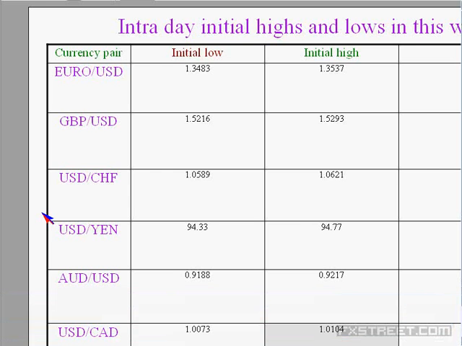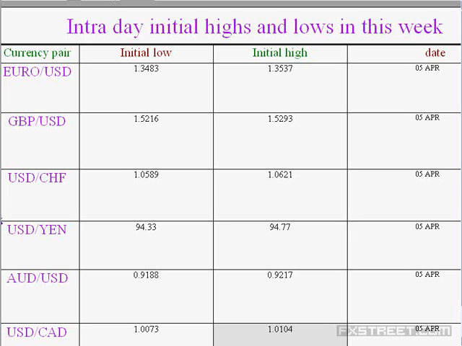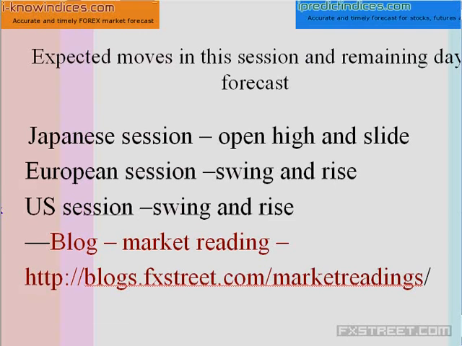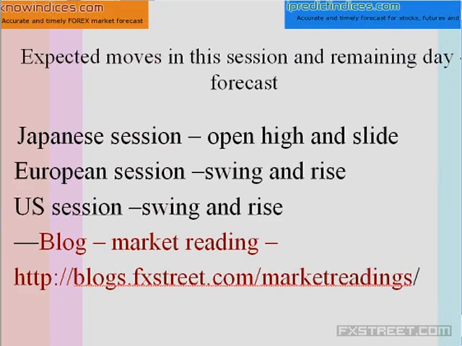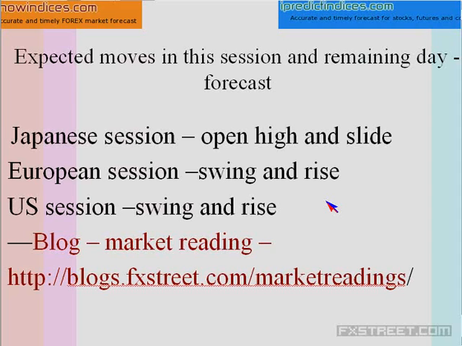So expected market moves for today. Japanese session open high and slide. European session swing and rise. Then after the slide, there will be lower level swings. Probably they might breach their low set in the case of Euro and GBP briefly during the early European session, and gain some levels. And during the US session, before the data release, they could make a dip and then subsequently make the rise for the day. These are all the expected moves for this particular day.